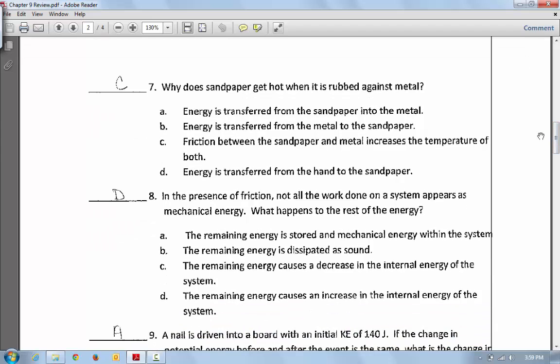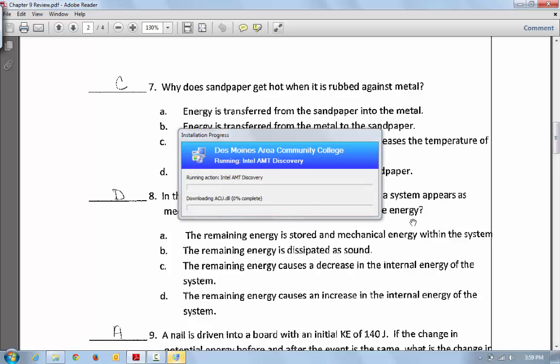Sandpaper gets hot when it's rubbed against metal because friction causes the temperature of both things to increase. In the presence of friction, not all the work appears as mechanical energy. Some of it is converted into internal energy, causing the internal energy of the system to increase.